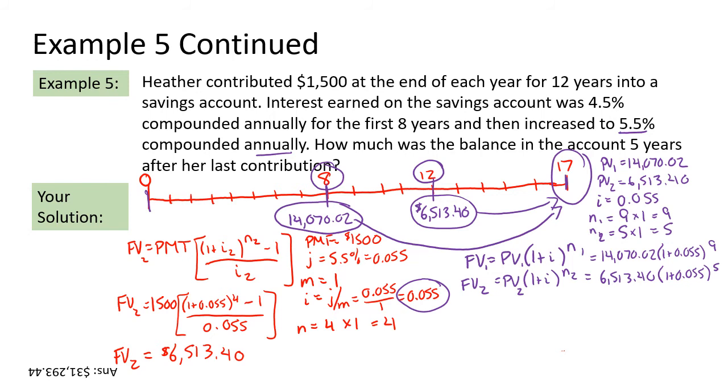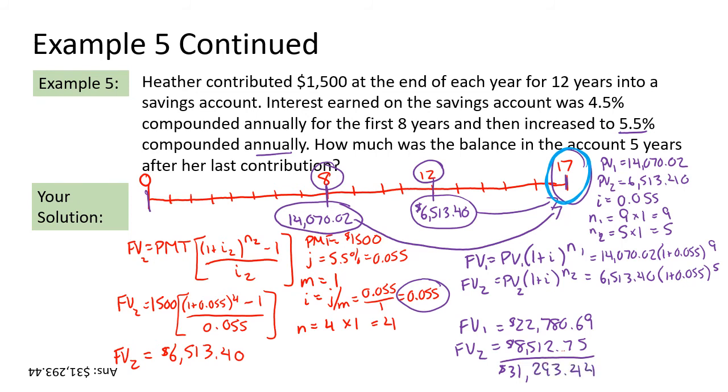Okay, so I'm running out of space, but I'll write them down here. If you calculate these out in the calculators, the future value for the first one is $22,780.69. And for the second one, it's $8,512.75. So both these have now, you've found the future value all the way up to year 17. Okay, so we can simply add these together to know what the total value is. And if we do that, we get a total of $31,293.44.